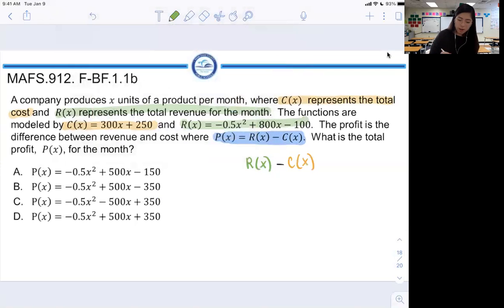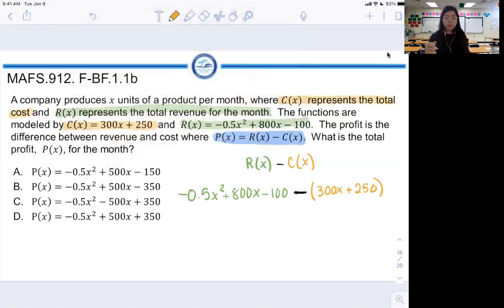Well, I know that R of X is negative 0.5x squared plus 800x minus 100. And from there, I'm subtracting C of X, which is 300x plus 250. So all I'm really doing here is subtracting, which means I'm going to need to combine like terms, which means I can do a couple of things. Now, since I'm subtracting, what should I do with that negative?